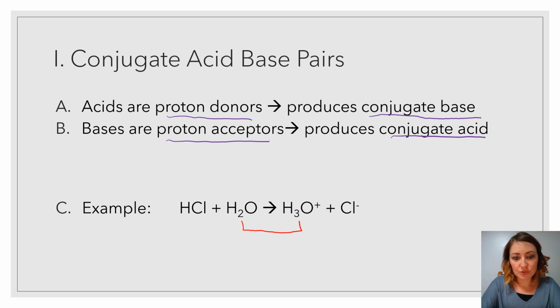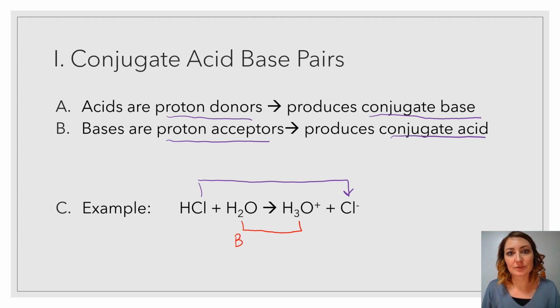So here we see H2O accepts a proton to form H3O+. So since it's accepting a proton, this is my base. Where did it get the proton from? Well, let's look at HCl. HCl lost its proton to form a chloride anion. So that means that hydrochloric acid, shocker, is acting like an acid. All right, so we have our acid donating this proton to our base.